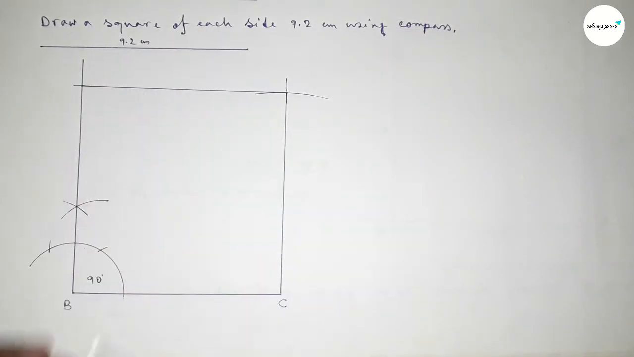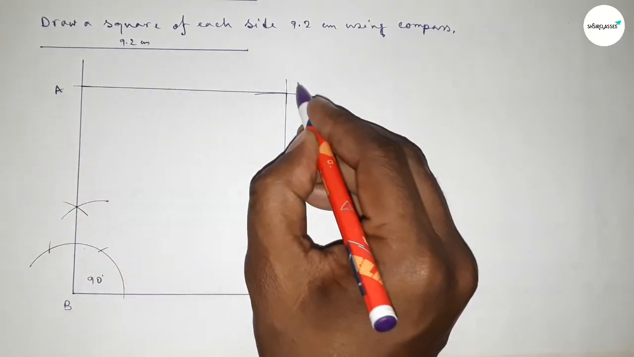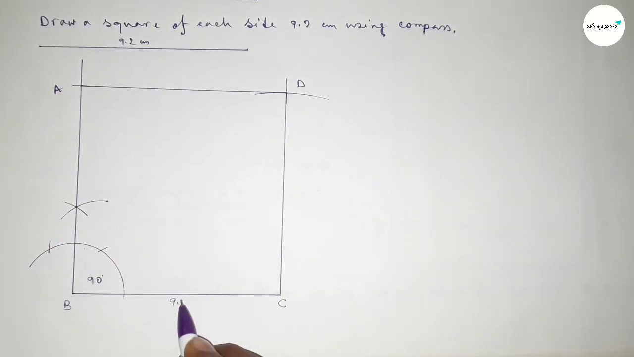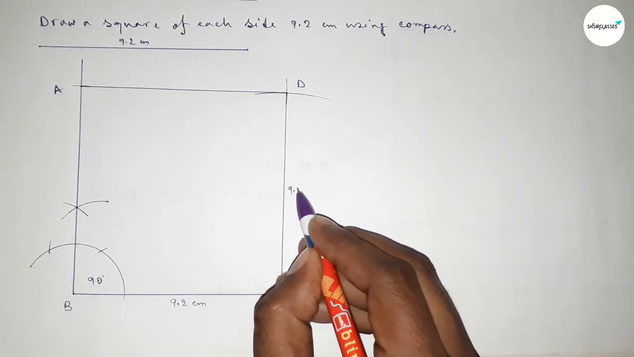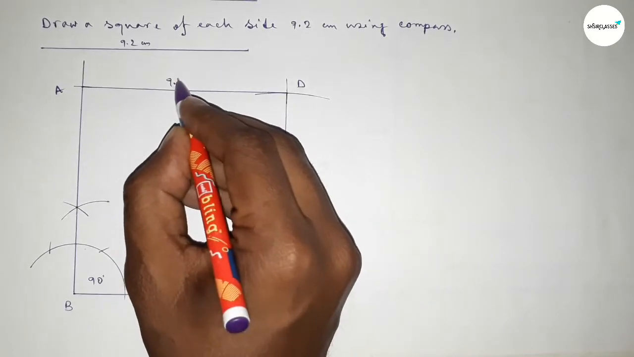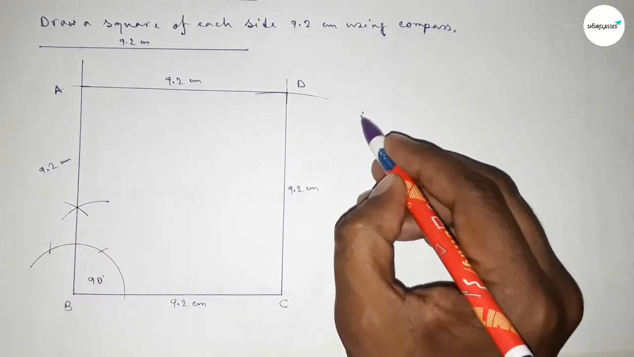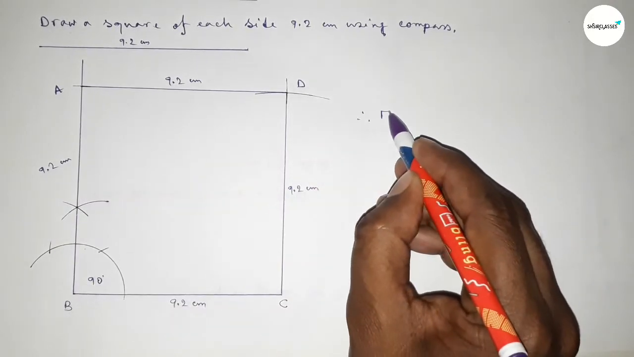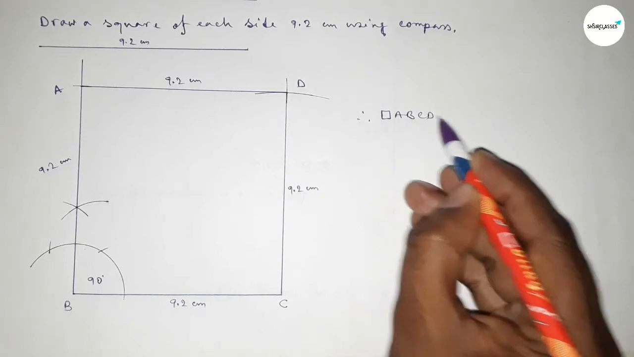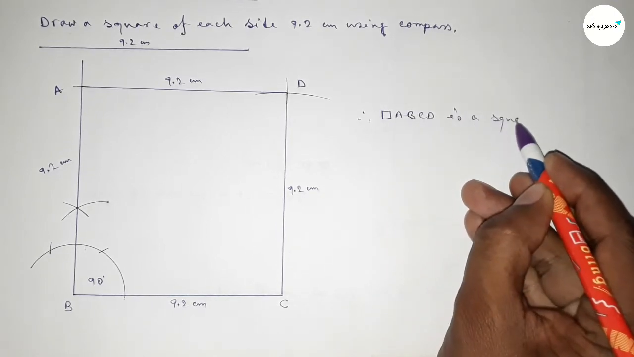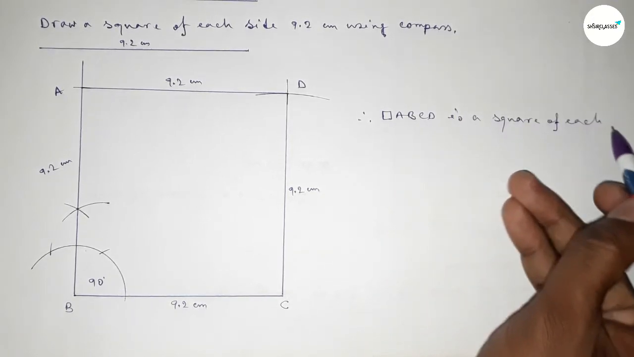So joining this and taking here point A and here D. So this line is 9.2 cm, this line 9.2 cm, this line 9.2 cm, and this line also 9.2 cm. So therefore ABCD is a square of each side 9.2 cm.